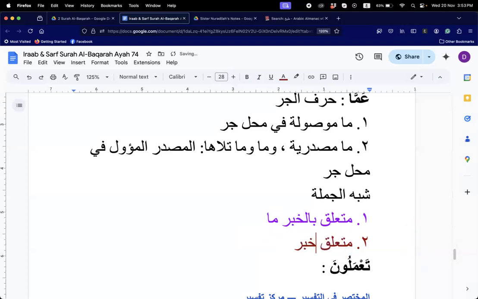Clear? Yes, we only do that when you don't expect something to be there and then it has to act as a fi'il, then we go to the i'rab, basically.